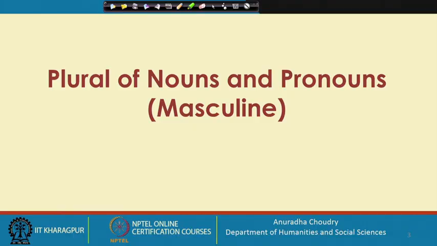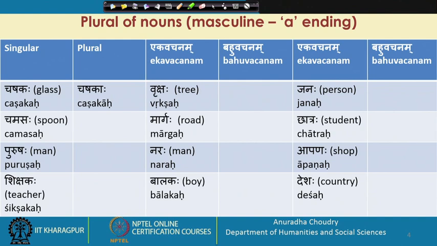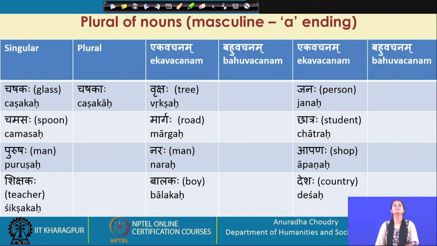Great. Now let's look at some words and see how they are written. So we have chashakaha, chashakaha. Now will you try? Chamasaha, chamasaha. Very good. Purushaha, purushaha. Very good. Shikshakaha, shikshakaha. Vrikshaha, tree. Rikshaha, margaha, margaha, naraha, naraha, balakaha, balakaha, janaha, janaha, chhatraha, chhatraha.